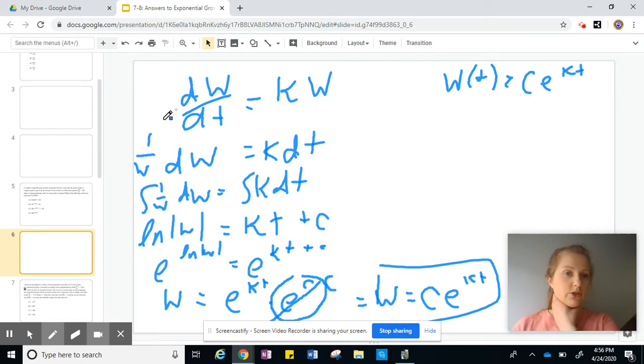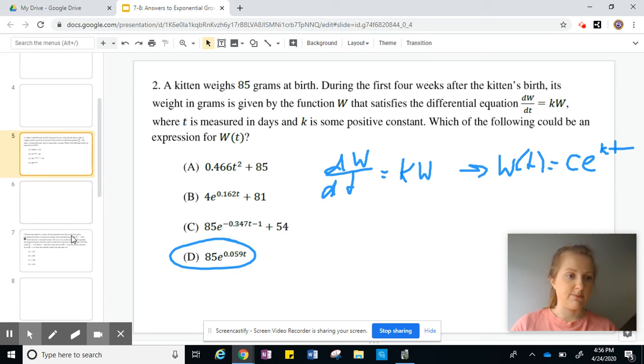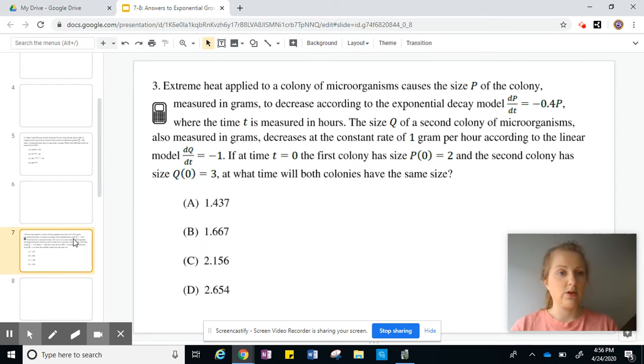So again, you can just skip right to that, but in the event that you forget, when you have an equation like this, you can figure it out. So don't be too freaked out by memorizing it, because if you forget, it's not the end of the world.